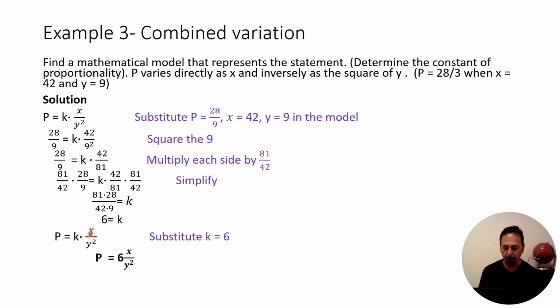And now we put k equal to 6 in the original equation. P equals k times x over y squared. So this equation becomes P equals 6 times x over y squared.